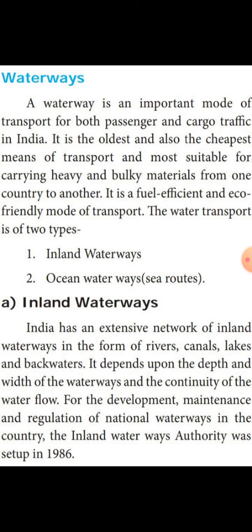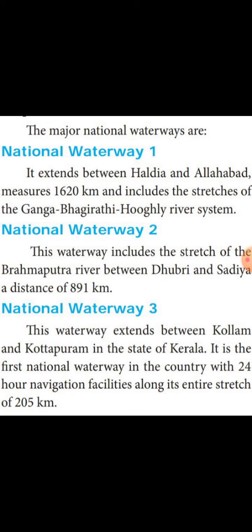Waterway transport is of two types. What are the two types? Very good: inland waterways and ocean waterways. Ocean waterways means sea routes. The first one is inland waterways, an extensive network. The sources of inland waterways are rivers, canals, lakes and backwaters. For the maintenance and development of these, the Inland Waterways Authority was set up in 1986.